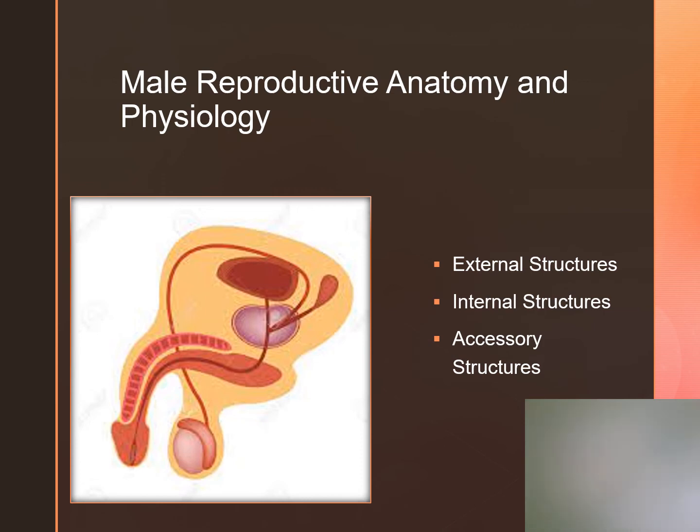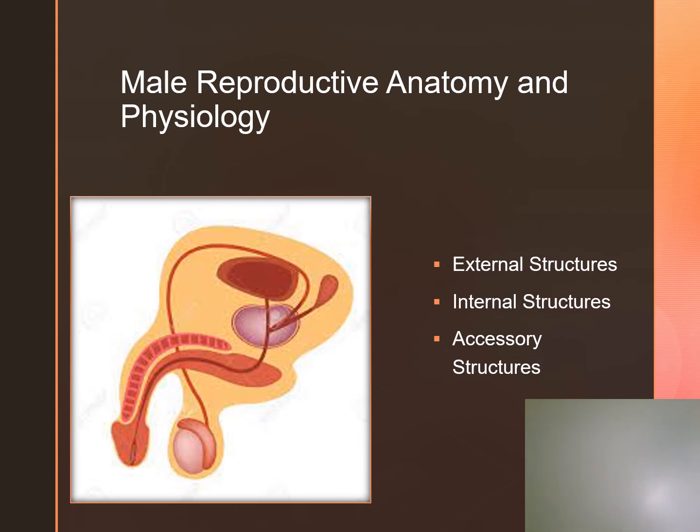With the male reproductive anatomy and physiology, the external structures include the penis, which contains the urethra, and this is where the urine and sperm both pass. It does contain erectile tissue on the top and bottom. The glans is the tip of the penis, the prepuce is the foreskin that normally covers the glans except in circumcised males, and the scrotum is a divided sac of skin that contains the right and left testes. Internal structures include the testes, seminiferous tubules, epididymis, ductus deferens, and spermatic cord.